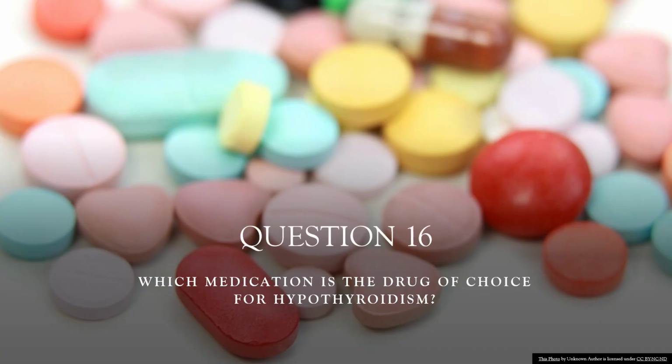Which medication is the drug of choice for hypothyroidism? Levothyroxine, Synthroid. That is the medication that we primarily see patients who have hypothyroidism are on. Remember that this medication needs to be taken first thing in the morning. It needs to be taken by itself without any other medications, and they should not eat or drink anything other than water for at least 30 to 45 minutes after taking the medication.